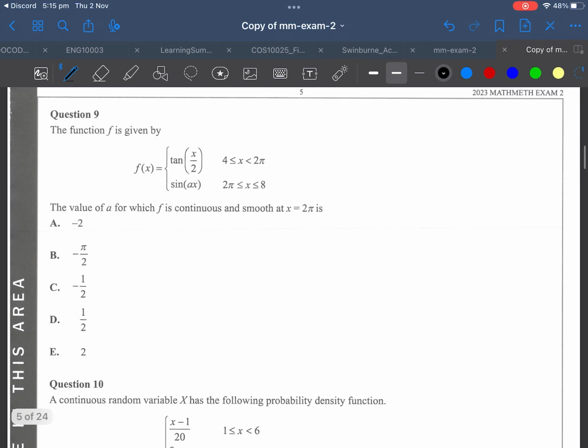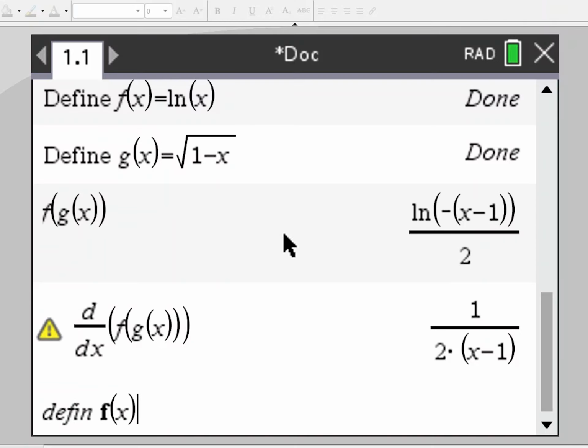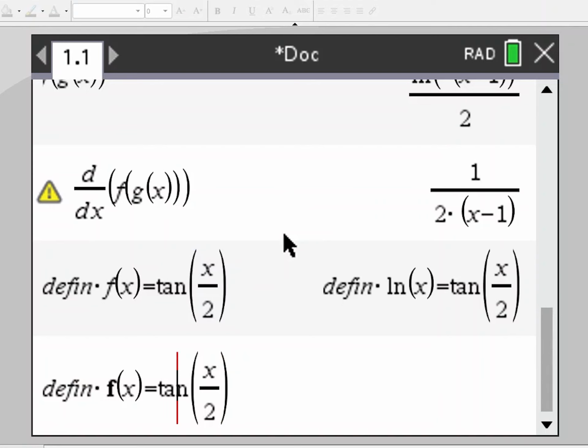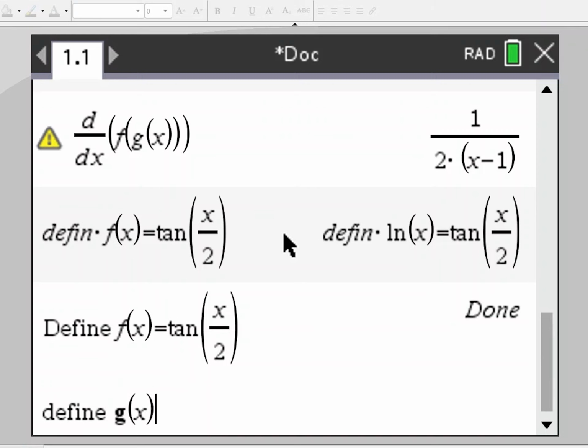Okay, moving on. A function is given by this over here, and you have to find the value of a such that f is continuous and smooth at x equals 2 pi. So that means that they have to share the same x and y coordinate at x equals 2 pi, and the second criterion is that the gradient of these two graphs must be the same. So I'm going to define these two graphs individually first. Define f of x equals tangent of x on 2, and oh, I forgot to write e. Define g of x equals sine of a times x.